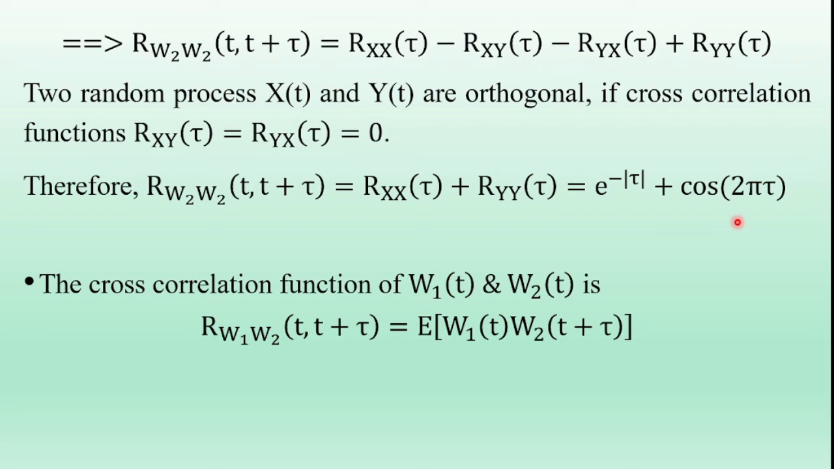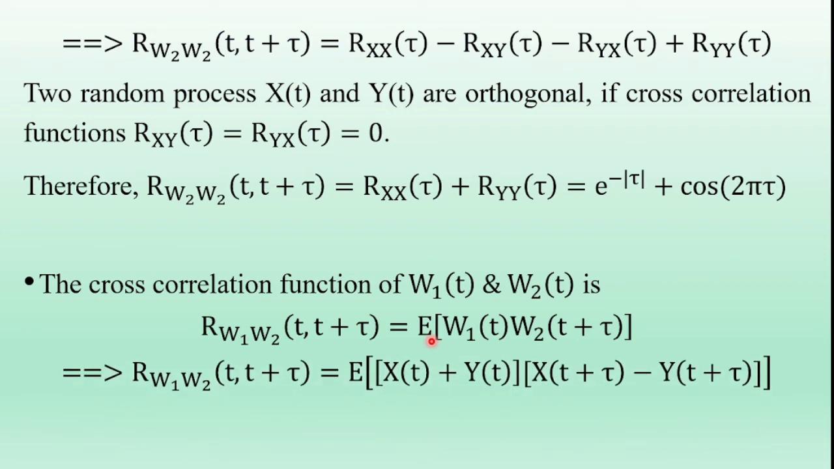And third bit solution, find out the cross correlation function of W1 of t and W2 of t. From the definition of cross correlation function, the cross correlation function of W1 of t and W2 of t is Rw1w2 of tau, or t comma t plus tau, is equal to expectation of W1 of t W2 of t plus tau. Given that W1 of t is x of t plus y of t, and given that W2 of t is x of t minus y of t, in the W2 of t expression, t is replaced by t plus tau, we get W2 of t plus tau, that is x of t plus tau minus y of t plus tau.